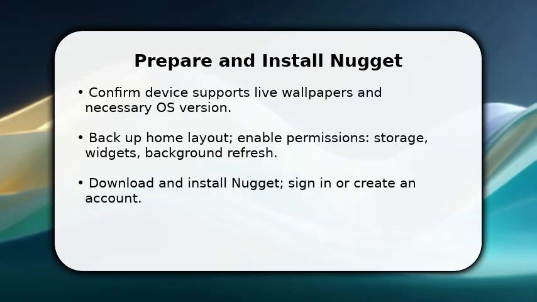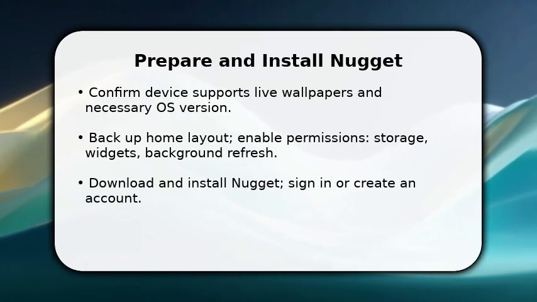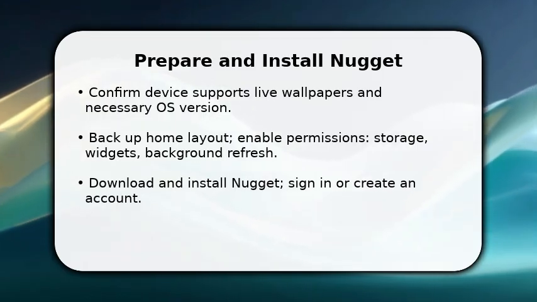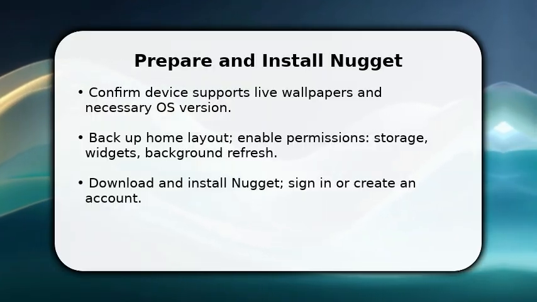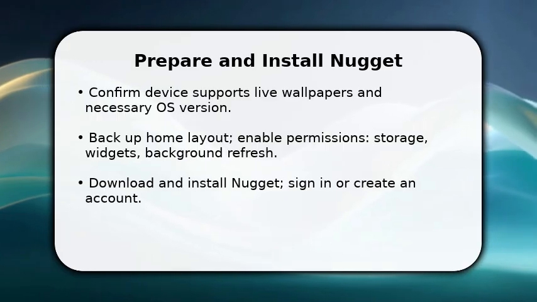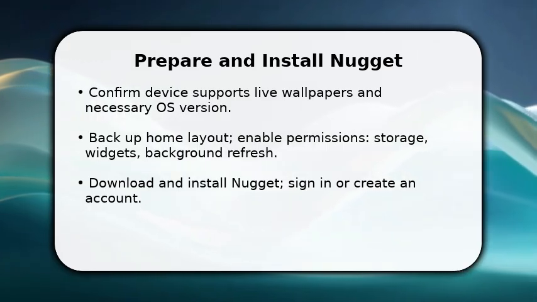You start by confirming your phone supports live wallpapers and that you have enough storage. This prevents failures later. Once done, back up your home layout and enable Nugget permissions for storage and background refresh so assets can install and run.